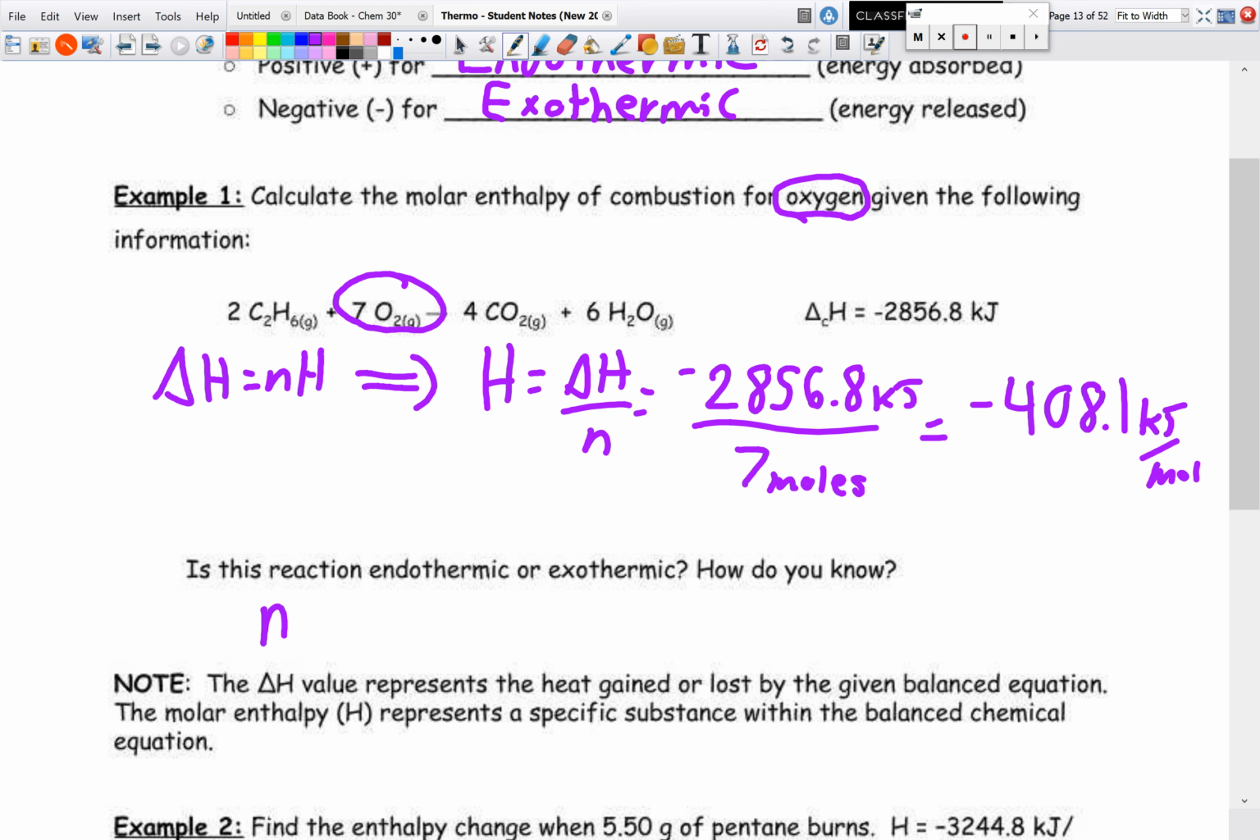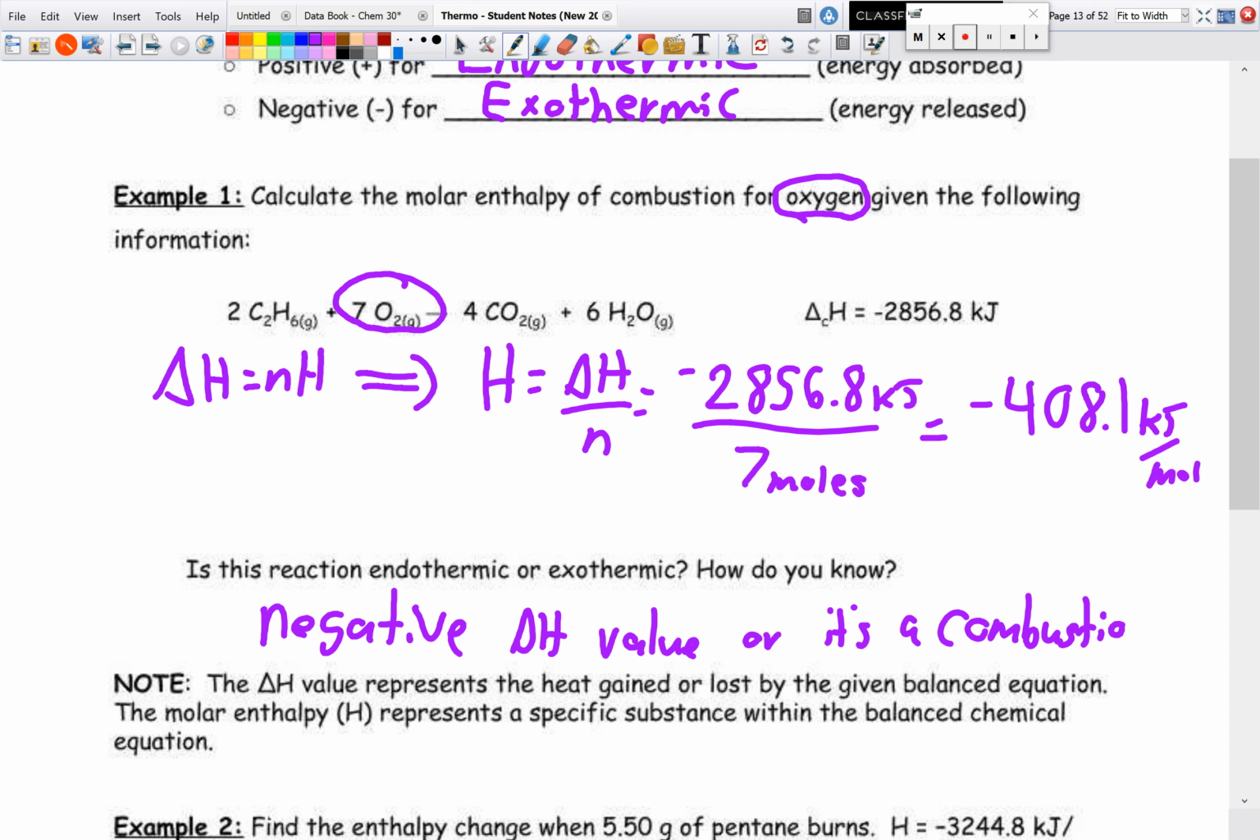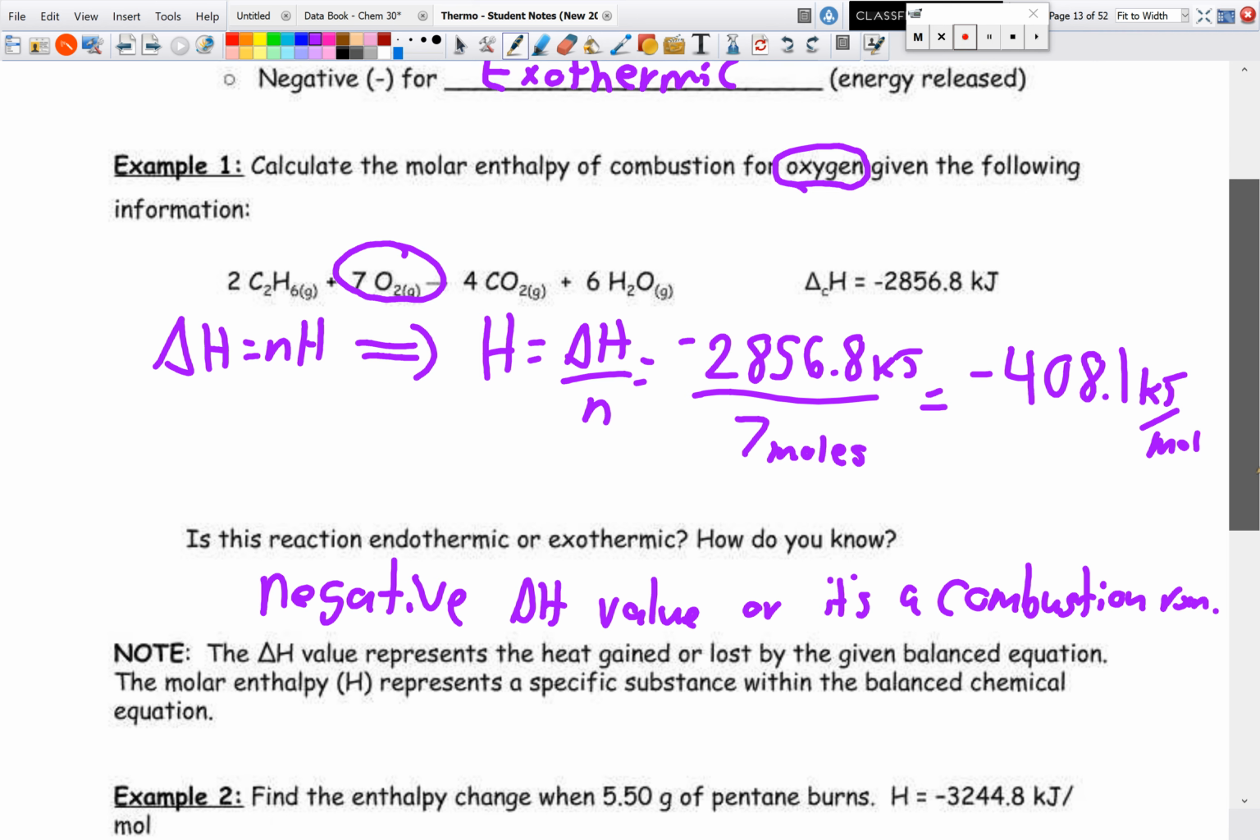And how do we know it's exothermic? Negative delta H value, or it's a combustion reaction, because we know combustion reactions always release energy. So that's how we know, right? We're calculating the molar enthalpy of combustion. If it's a combustion reaction, it should be negative.